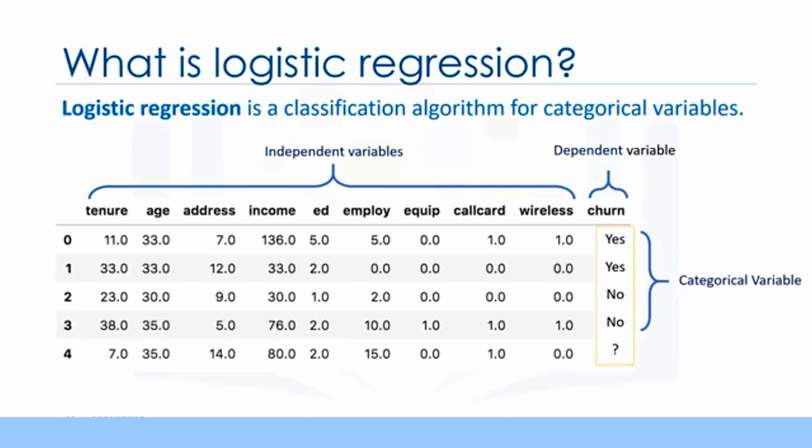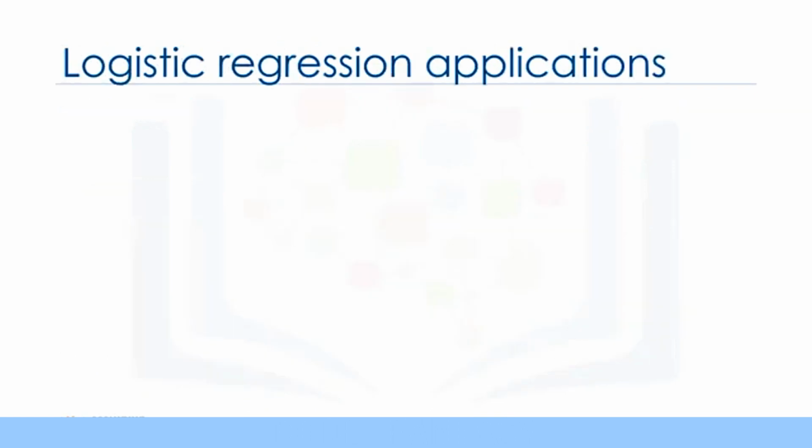In logistic regression, independent variables should be continuous. If categorical, they should be dummy or indicator coded. This means we have to transform them to some continuous value. Please note that logistic regression can be used for both binary classification and multi-class classification, but for simplicity, in this video, we'll focus on binary classification. Let's examine some applications of logistic regression before we explain how they work.